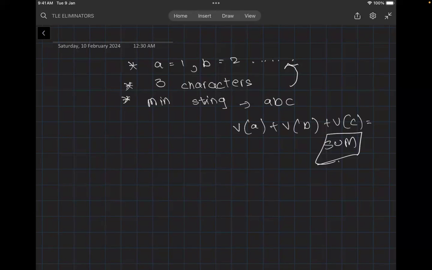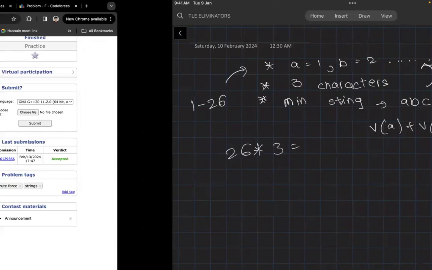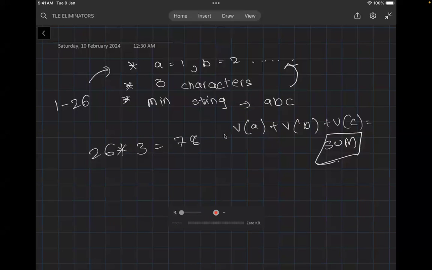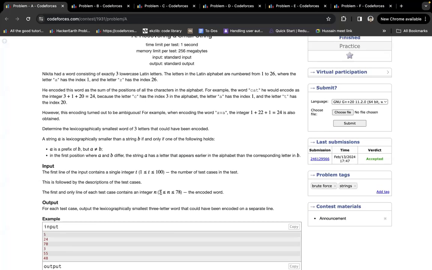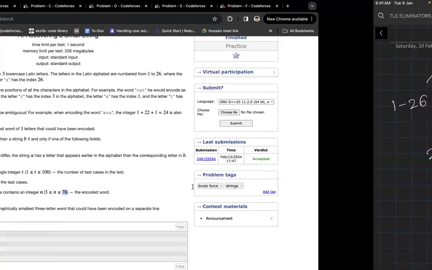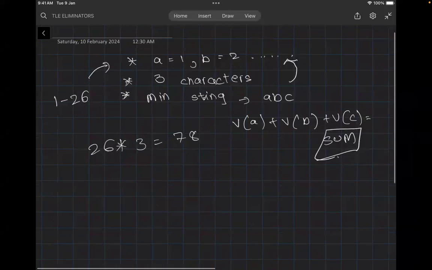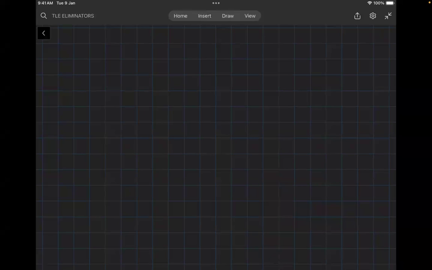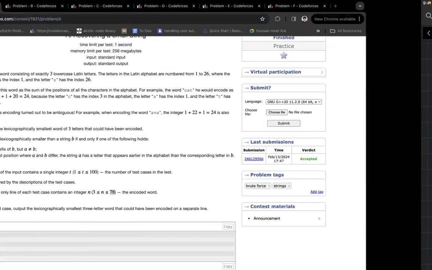The thing is, it will always be possible because the numbers here are from 1 to 26, and 26 into 3 is 78. Since the sum we are given is always within that range, the smallest string possible is AAA and the largest is ZZZ, so we don't need to check if it is possible or not possible. So the idea in this problem is very simple. Before this, what do we have in hand? Is that much clear?